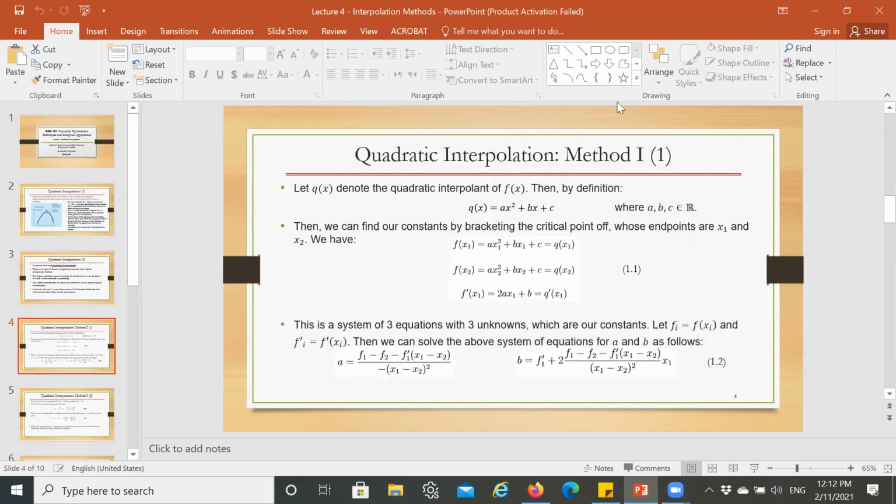Let's begin with the 2-point interpolation. So we call this method 1. So method 1 is a method of quadratic interpolation where we require only 2 points. So we know that the quadratic equation has this form. Is there anyone who doesn't know that the quadratic equation has this form? So it is of power 2. So ax squared plus bx plus c, where a, b, c are real values, and x is order 2.